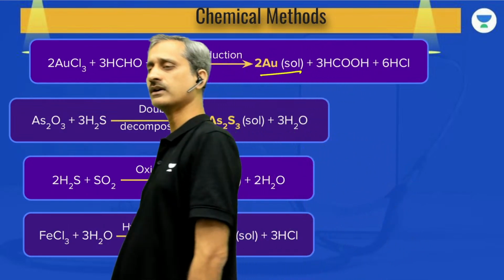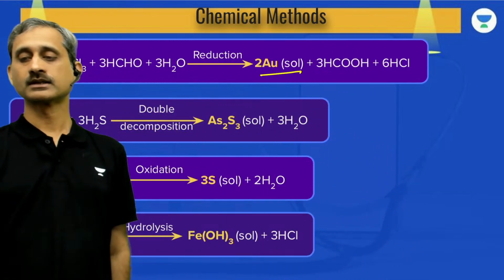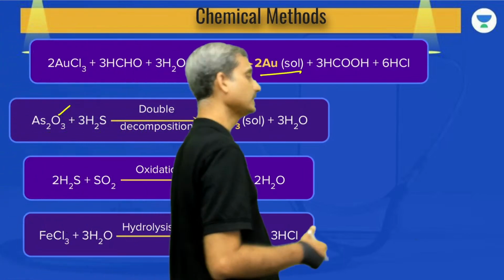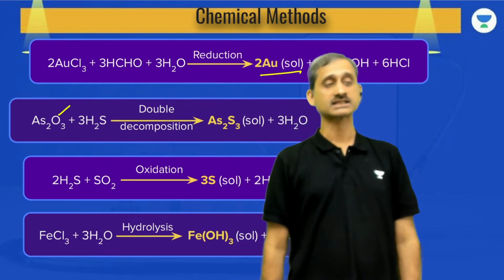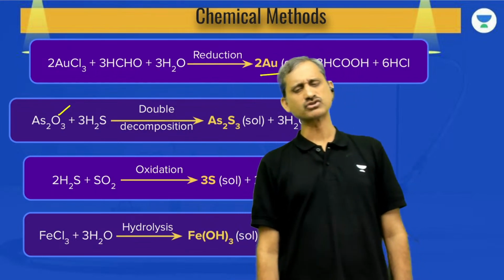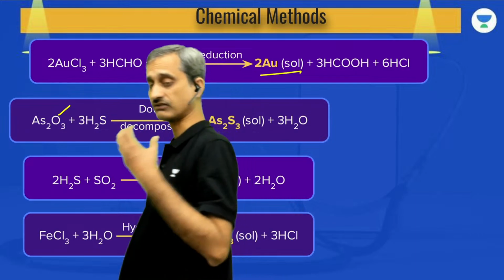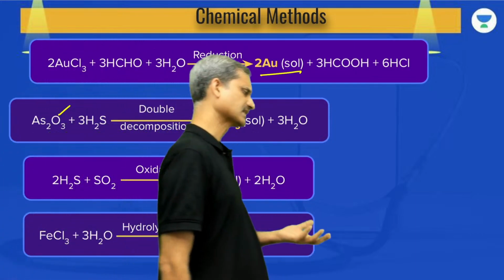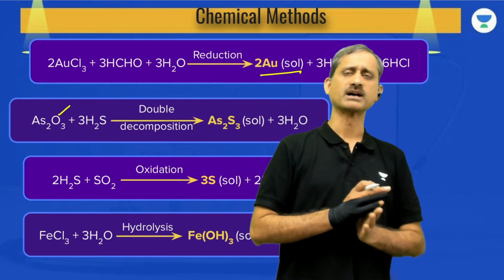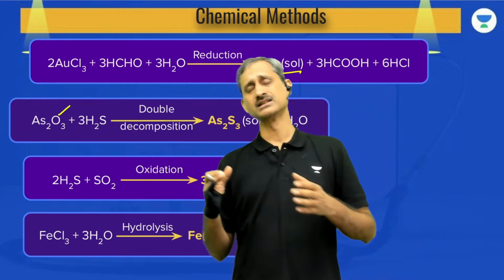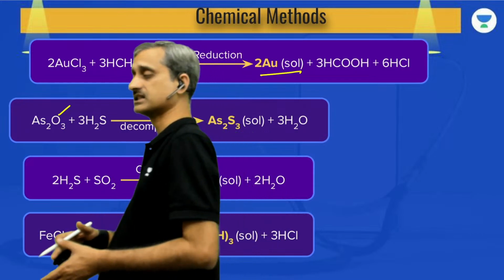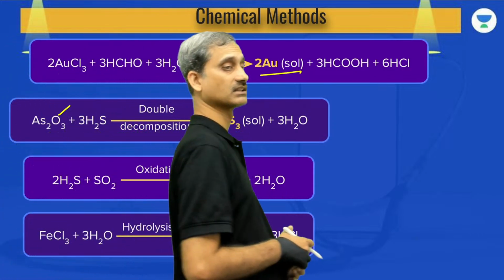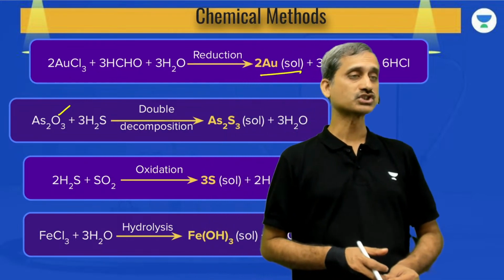And then we have double decomposition. We have arsenic oxide, and in it we bubble hydrogen sulfide. This hydrogen sulfide is going to form arsenic sulfide. Arsenic sulfide particles are not too big. These particles join together to form a cluster. That cluster is within the colloidal range, and this forms the colloid. So that is what we have as arsenic sulfide sol, and this is double decomposition.